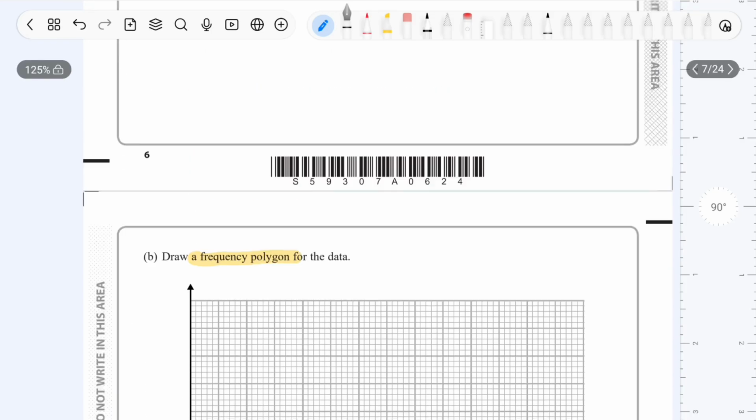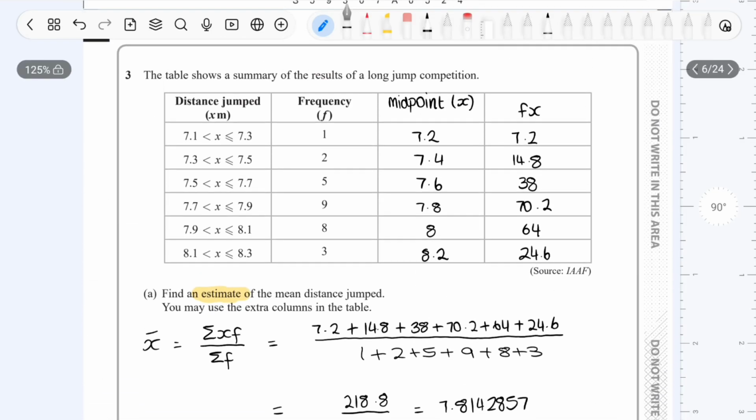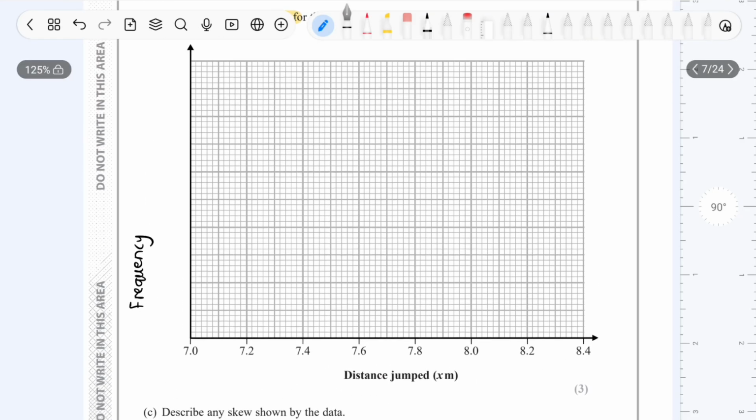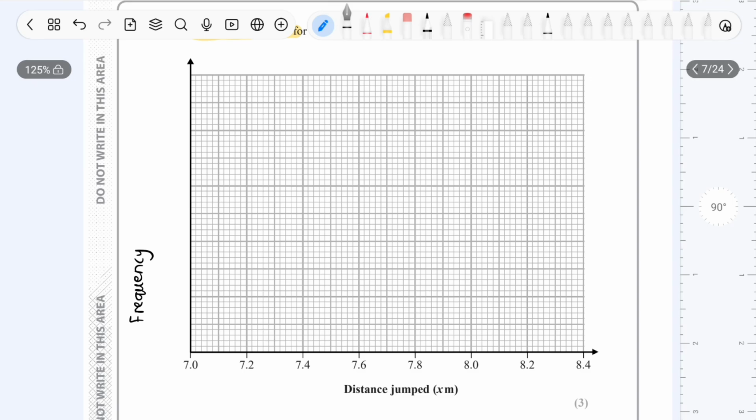Now let's go back to the table where we see that the highest frequency is this value here, 9. So with that in mind, what would be the best scale to use? If there are 10 squares, then it's probably better to increment by 1 and go up to 10, which would accommodate all of the different values that we have for our frequencies. So I'm going to go in ones.